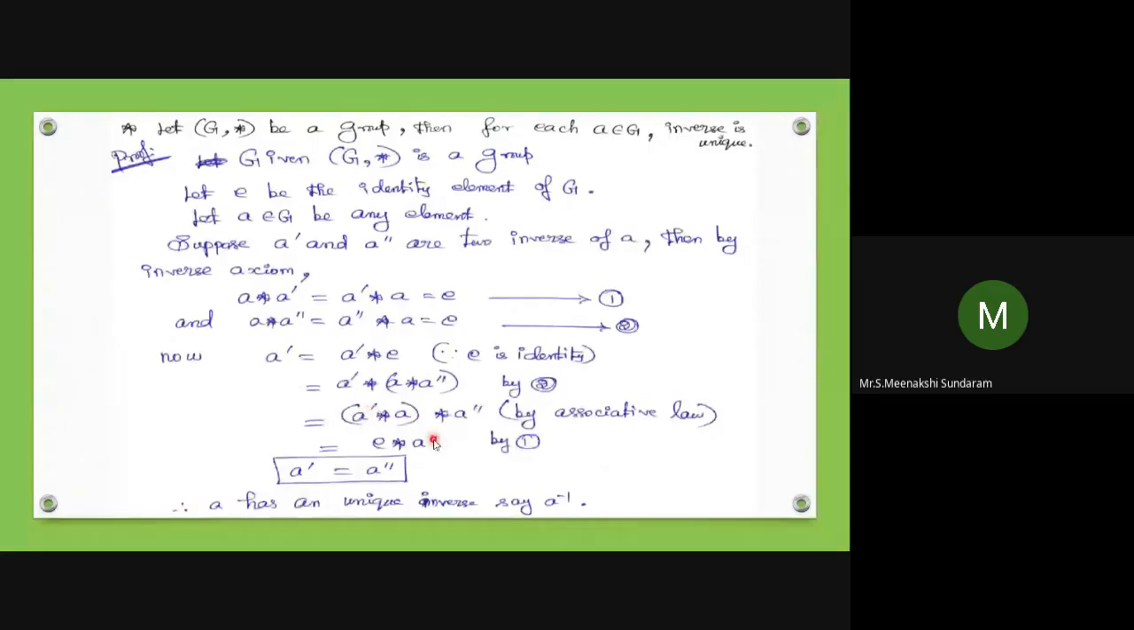the identity. Then instead of E in A dash star E, we write A star A double dash, that is, from the second equation. While starting, the first equation star A double dash. So the associative law is satisfied, because it is a group. Then again by the definition of the identity, we can write E. So A dash equals A double dash. Therefore every group has a unique inverse and unique identity.